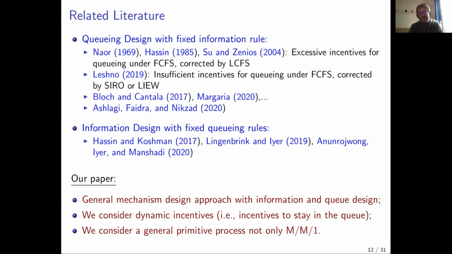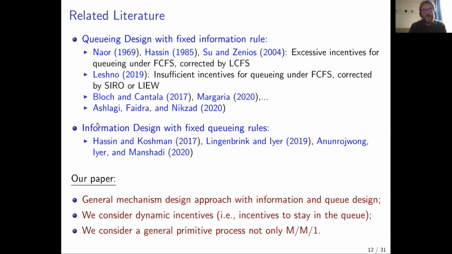So this is an environment where you have excessive incentives to join the queue. You have other environments, like the one proposed by Jacob Leshno, where you have insufficient incentives to join the queue under first come, first served, again assuming complete information. What Leshno shows is that you can improve on first come, first served by using service in random order, and he identifies an optimal queuing rule, which is called load independent expected wait. So all these papers are dealing with the optimal design of a queuing rule when the information is fixed to complete information.